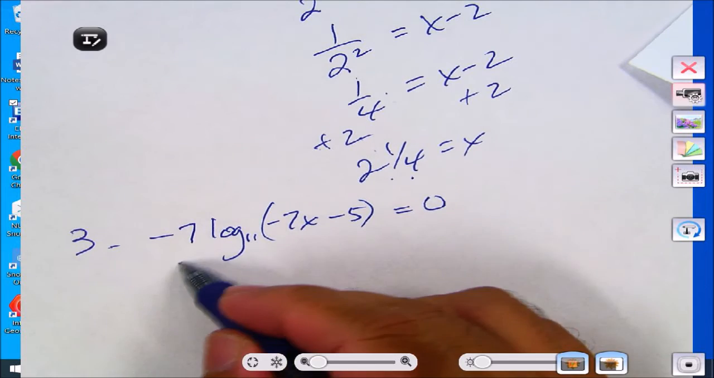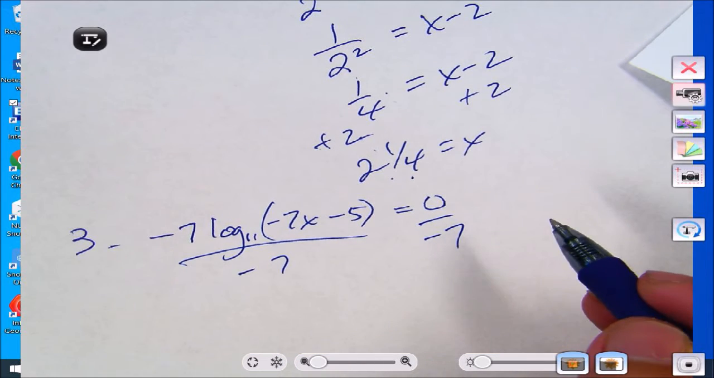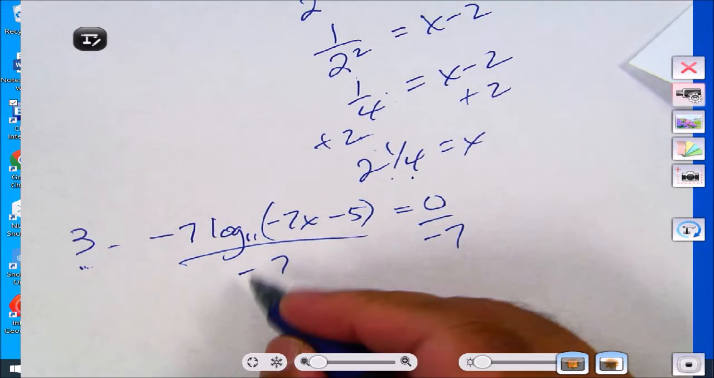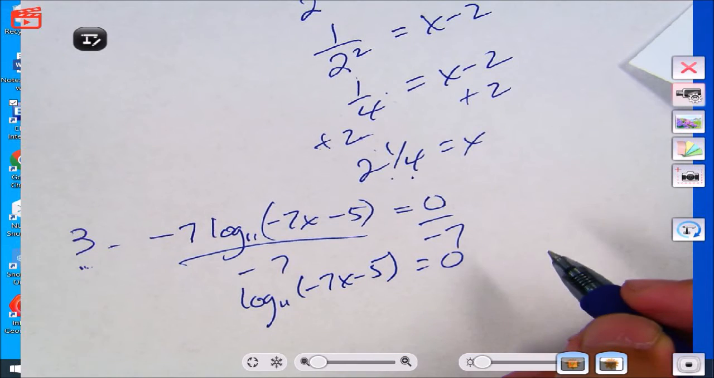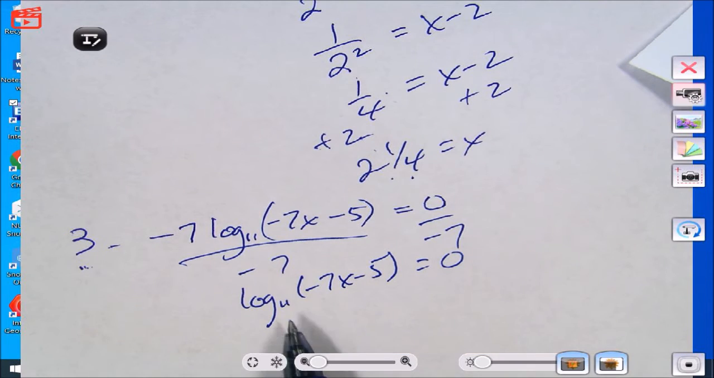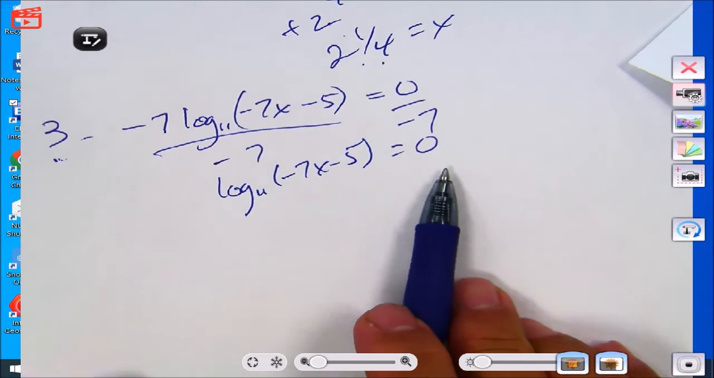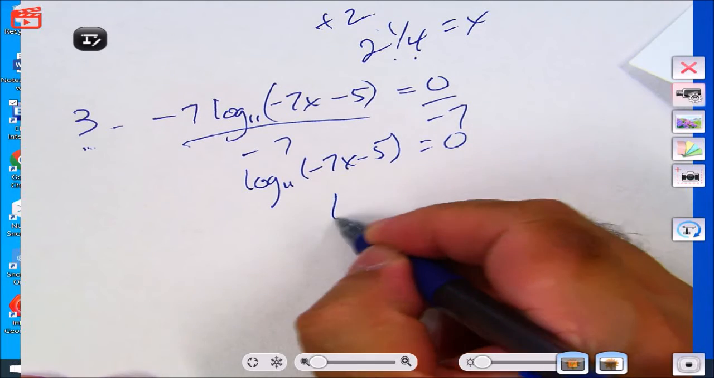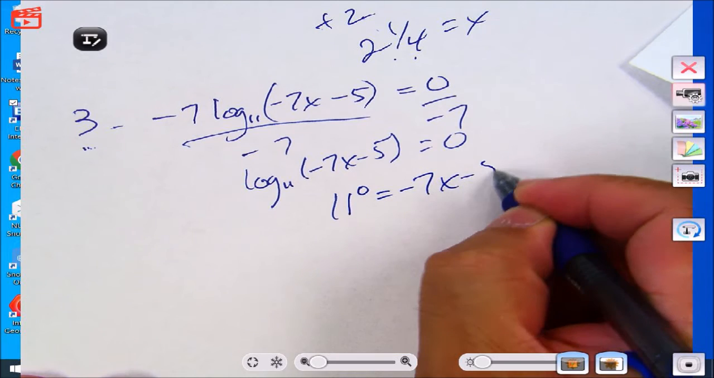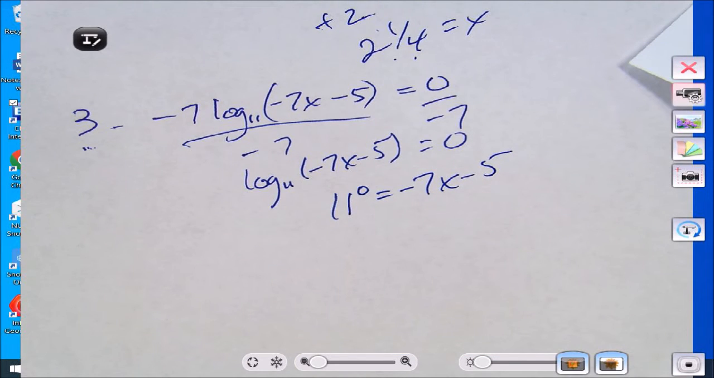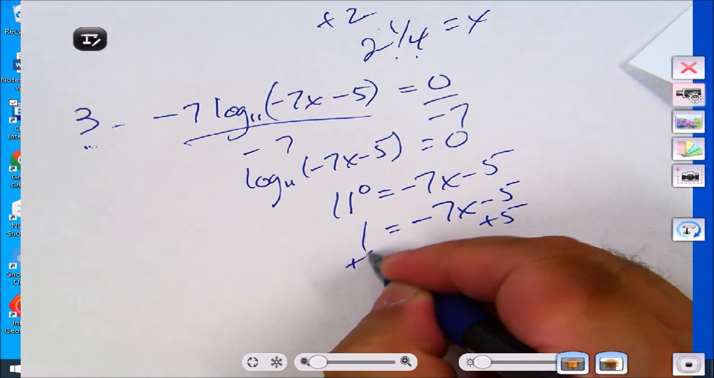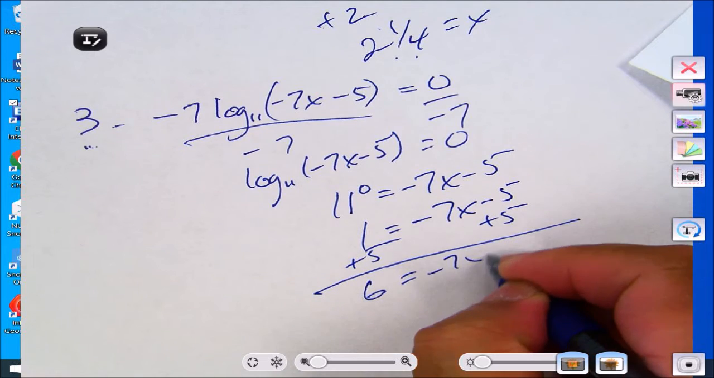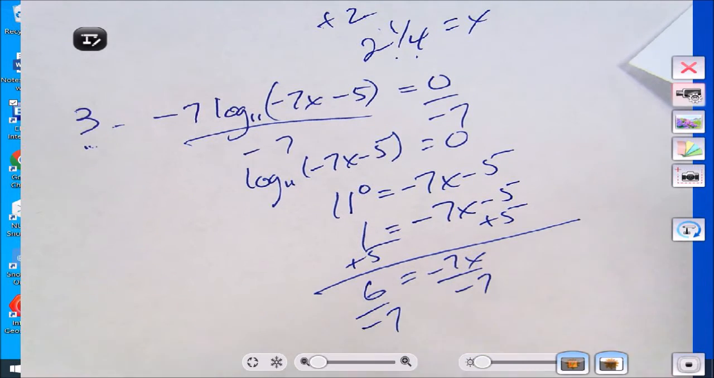So that becomes log base 11 of negative 7x minus 5 equals 0. And then you're going to do 11 to the 0 equals negative 7x minus 5. What's 11 to the 0? 1. Awesome. So you add 5 to both sides. So 6 equals negative 7x. Divide by negative 7. So negative 6/7 equals x.